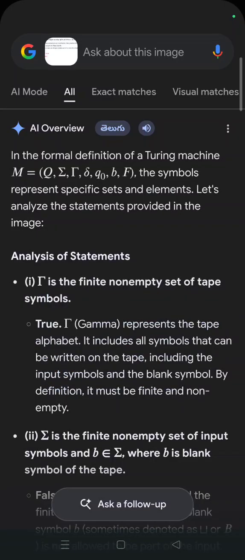Okay. In the formal definition of the Turing machine, M is equal to (Q, Sigma, Gamma, delta, q0, B, F), and the symbols represent specific sets and elements. Let's analyze the statements provided in the image.